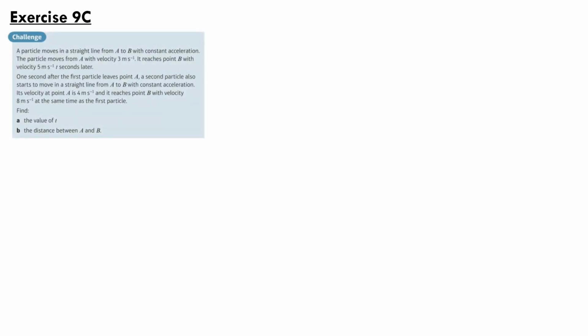Okay, our next question is from exercise 9C. A particle moves in a straight line from A to B with constant acceleration. The particle moves from A with velocity 3 meters per second, and it reaches point B with velocity 5 meters per second t seconds later.